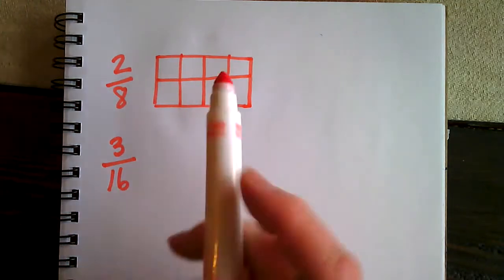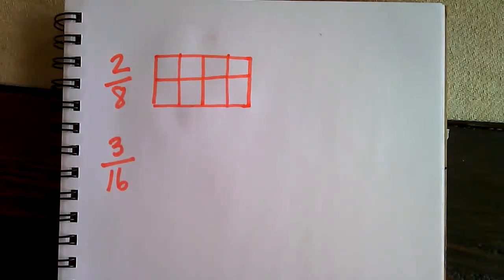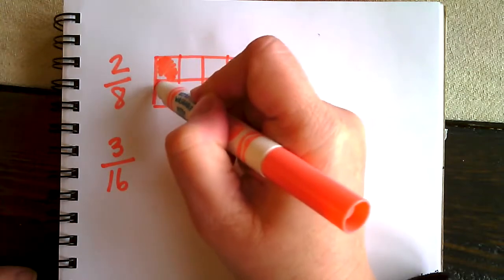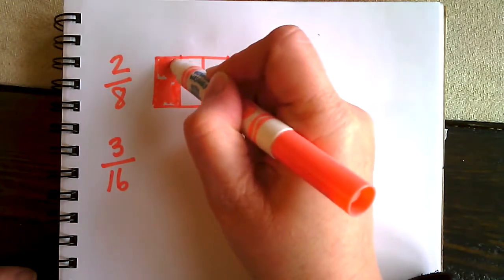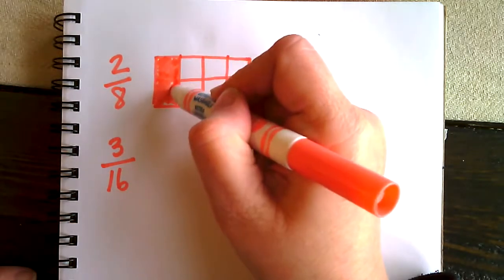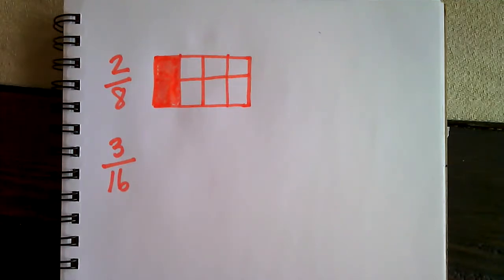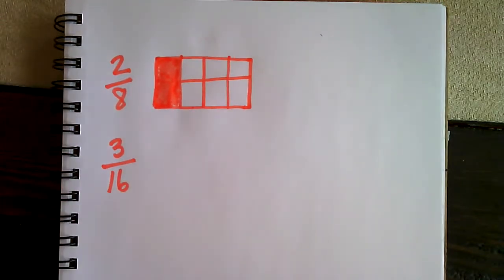Okay, so now let's check. 1, 2, 3, 4, 5, 6, 7, 8. We have 8 equal groups. And let's pretend 2 people take brownies with nuts. Okay, that's what 2/8 looks like. 2/8 of that pan is gone. All right, let's try to find out what 3/16 looks like.